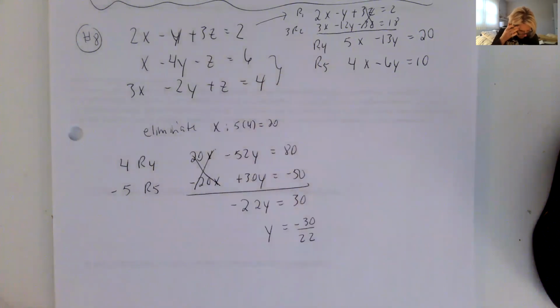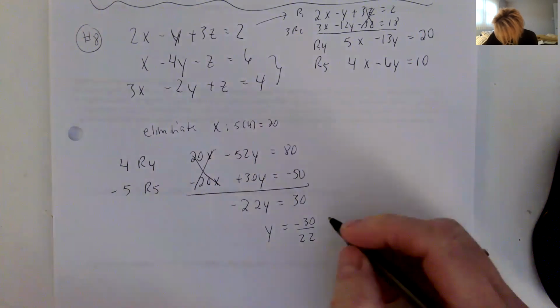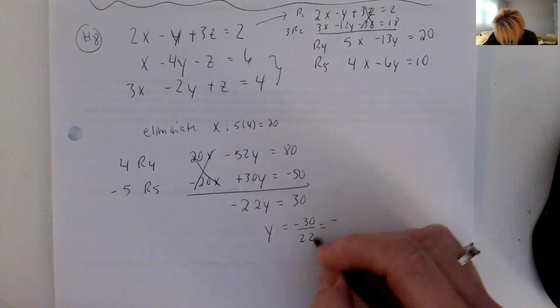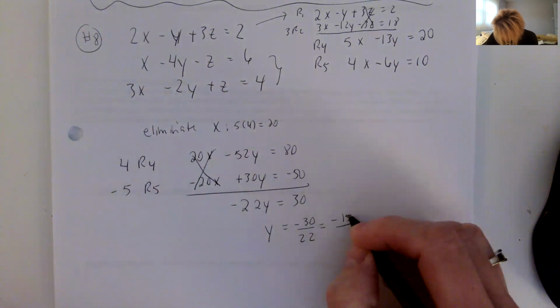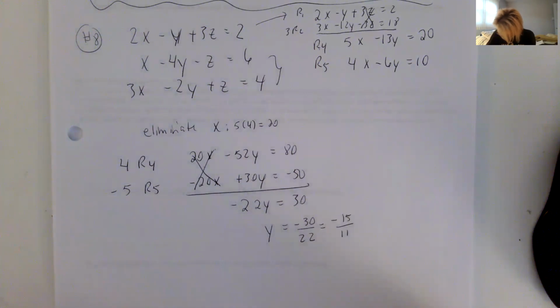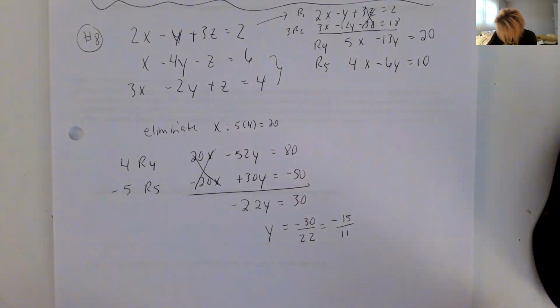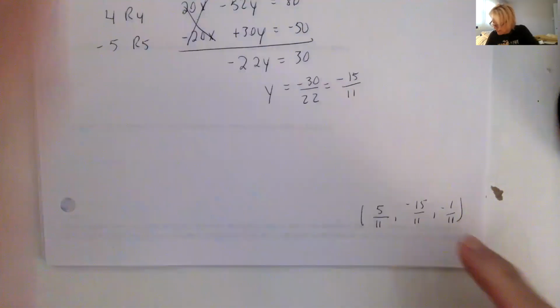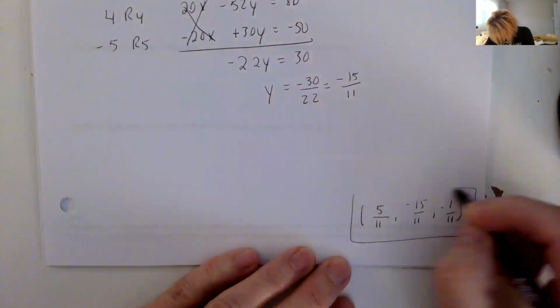Now, we forgot to put this in Desmos. So let's reduce that. Divide them both by 2, and it becomes negative 15 over 11. Okay. So in Desmos, it does say that the solution is 5/11, a negative 15/11, and a negative 1/11. And I did that because I forgot to do it at the beginning. So it should be this.